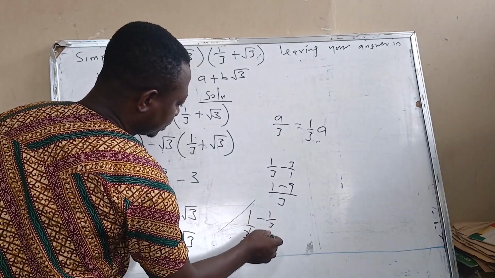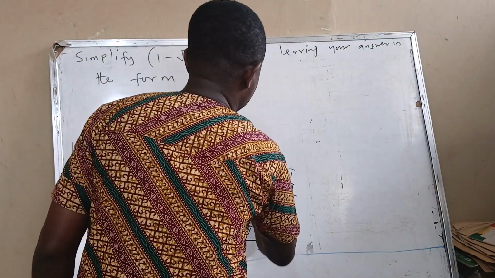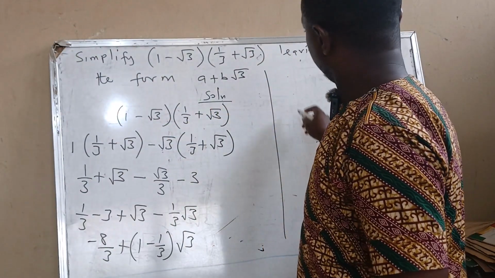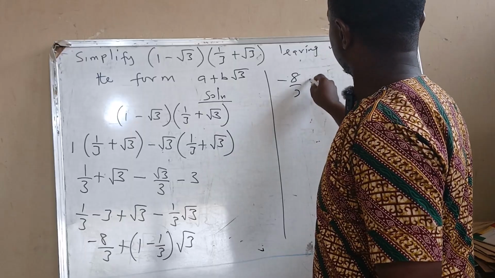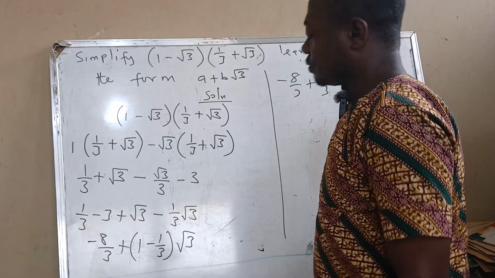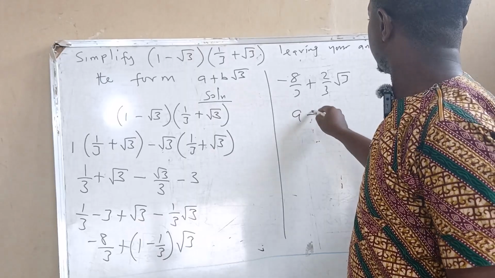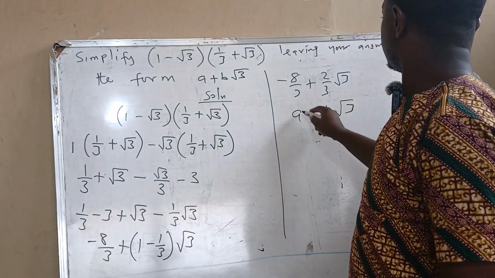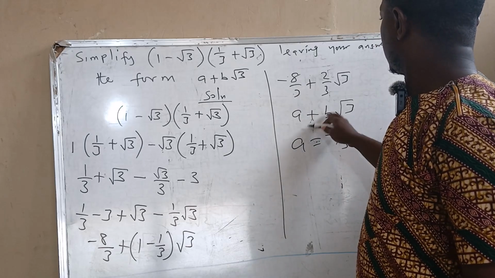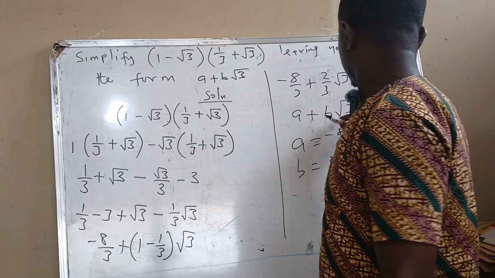So 1 times that is 2 and 3. So we have minus 8 on 3 plus 2 on 3 with 3. So writing our answer in the form of this means a plus b with 3. It means my a is minus 8 on 3 and my b here is 2 on 3. Why this one equals that?